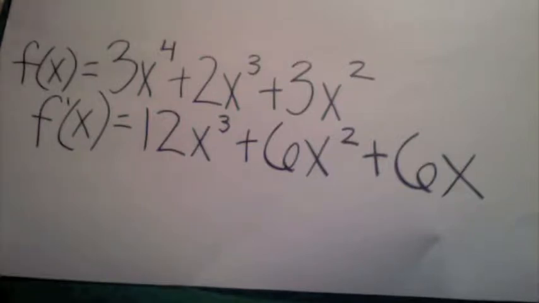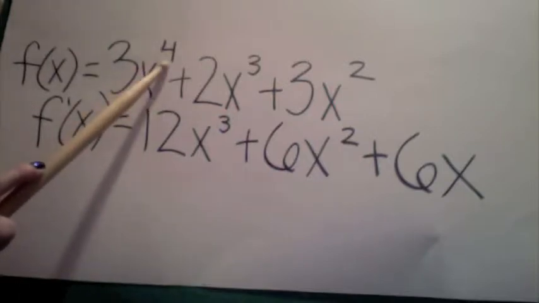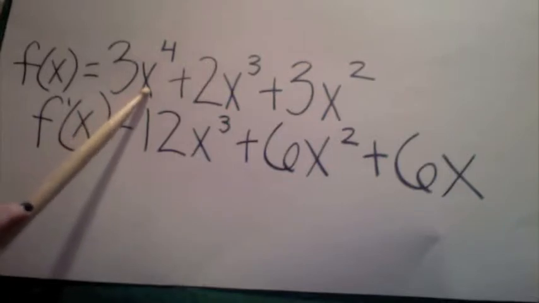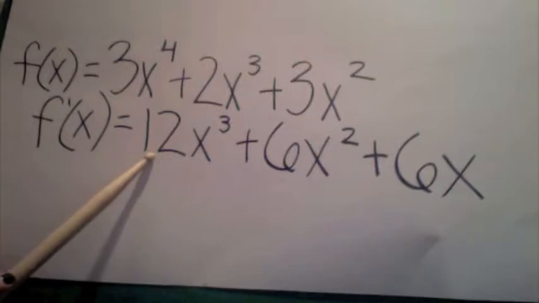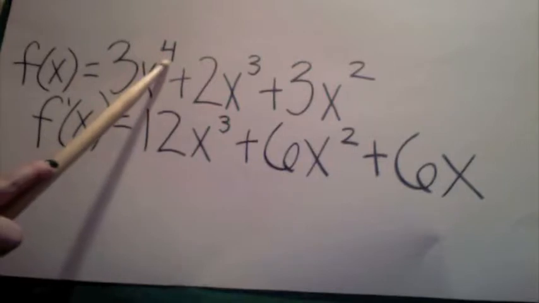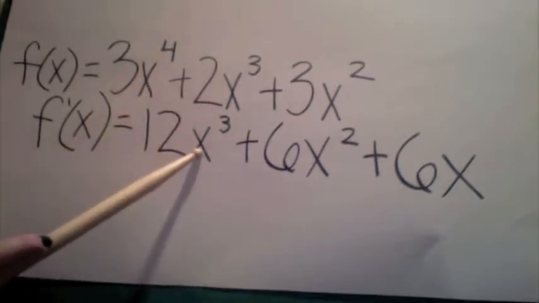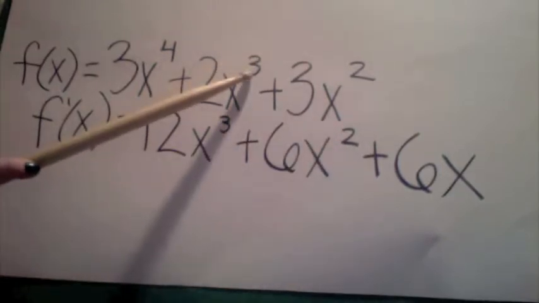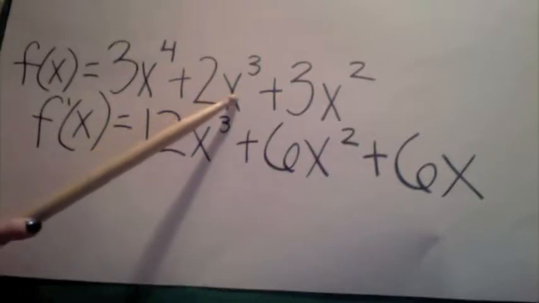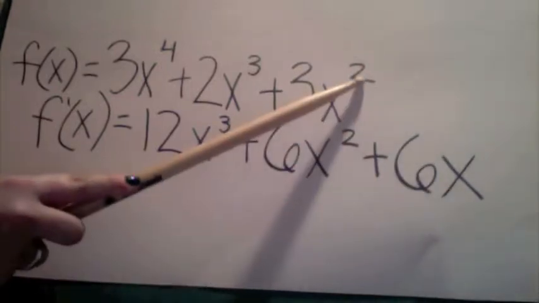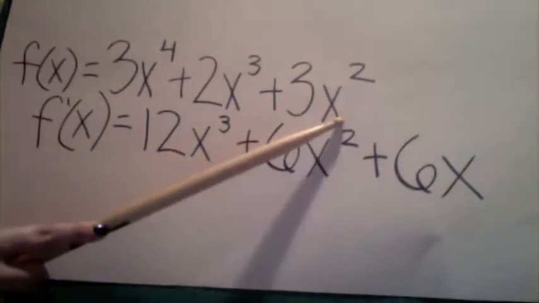Well, that's easy. To find the derivative of a function, you multiply the exponent to the number in front and you subtract x's exponent by 1. So, to get 12x to the third, you multiply 4 times 3 equals 12, and you subtract the x exponent by 1, getting x to the third. To get 6x squared, I multiplied the 3 exponent times the 2 and subtracted the x exponent by 1. To get 6x, I multiplied the 2 exponent to the 3 and subtracted the x exponent by 1.